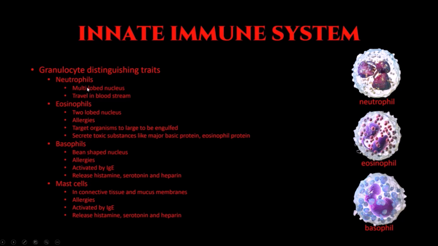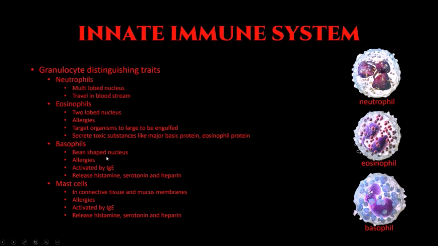We already talked about neutrophils, but eosinophils can be differentiated because they're able to target organisms that are too large to be engulfed or phagocytized, like we talked about earlier. So they'll secrete things called major basic protein and eosinophil protein to help chop them up so they can either be phagocytized or they're just dysfunctional at that point.